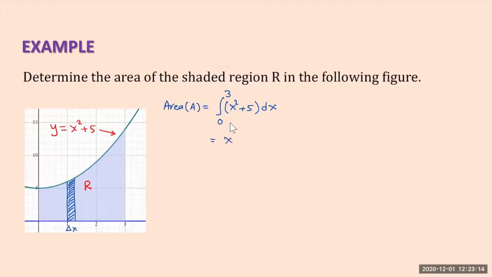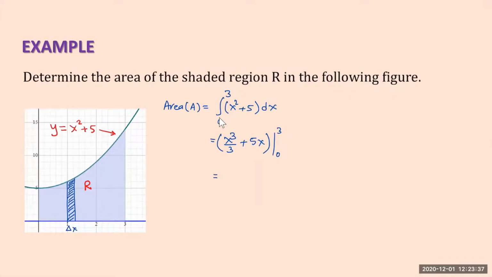So it will be x cubed over 3. And then integration of a constant is the constant multiplied by x. So it will be 5x because the derivative of 5x is 5. So integration of 5 will be 5x. And this needs to be evaluated between 0 and 3.